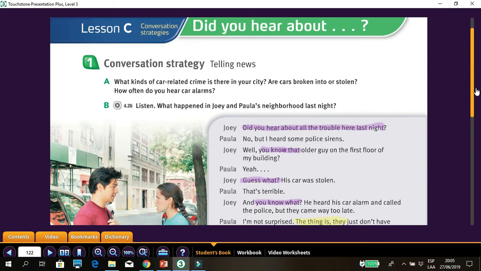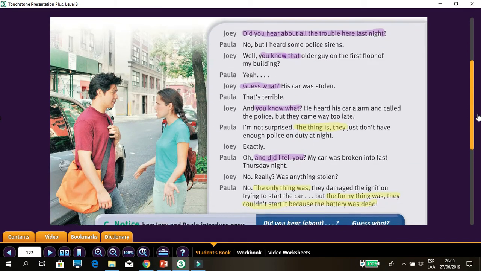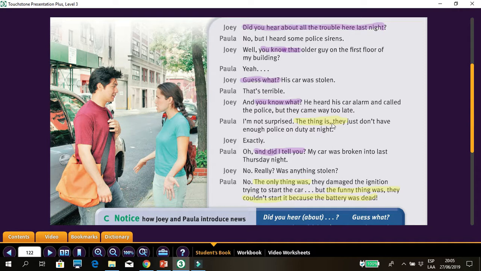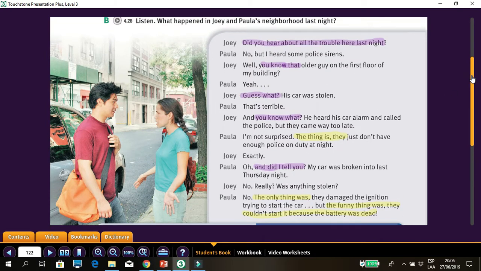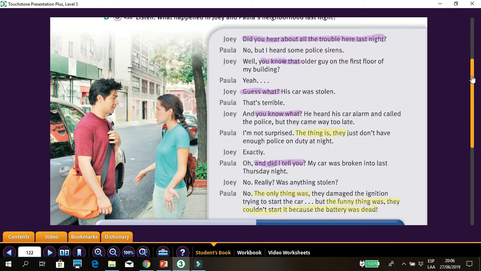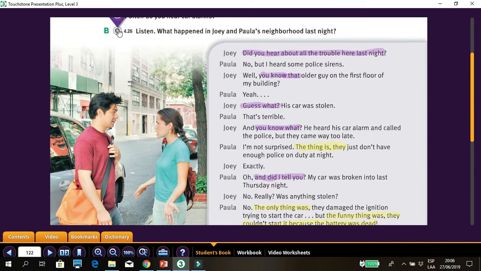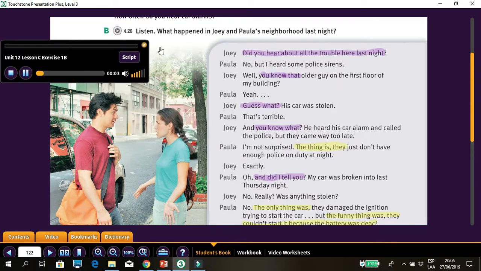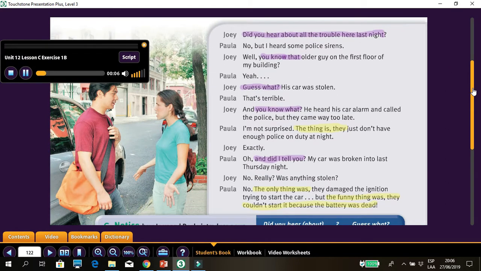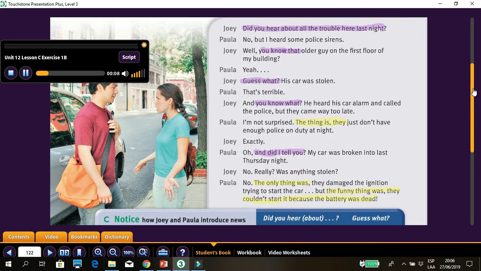And we are going to see these expressions to introduce ideas, and they are highlighted in yellow. Okay? So the expressions that are used to introduce news are in purple, and the expressions in the strategy plus that are used to introduce ideas are highlighted in yellow. So let's go over the conversation once more. Okay, so pay attention. Look. Page 122. Lesson C. Did you hear about 1. Conversation strategy. Telling news. B.